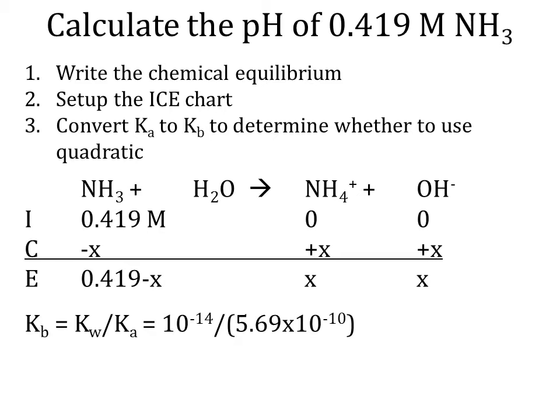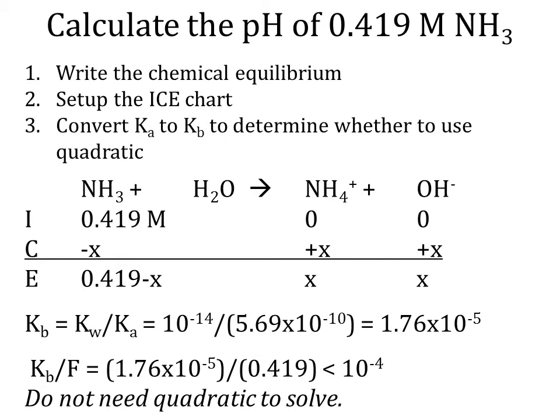Our third step is to then convert the Ka to Kb to determine whether to use the quadratic. Acid dissociation charts list the Kas rather than Kbs, but the conversion is simple. To determine Kb, we divide Kw by Ka, so 10 to the negative 14 divided by 5.69 times 10 to the negative 10 is equal to 1.76 times 10 to the minus 5, which is the Kb for NH3.